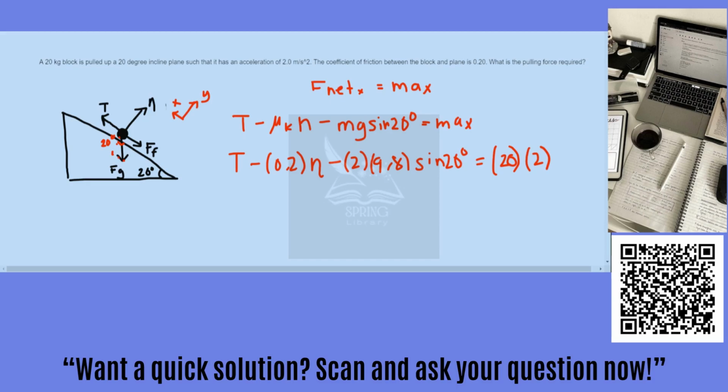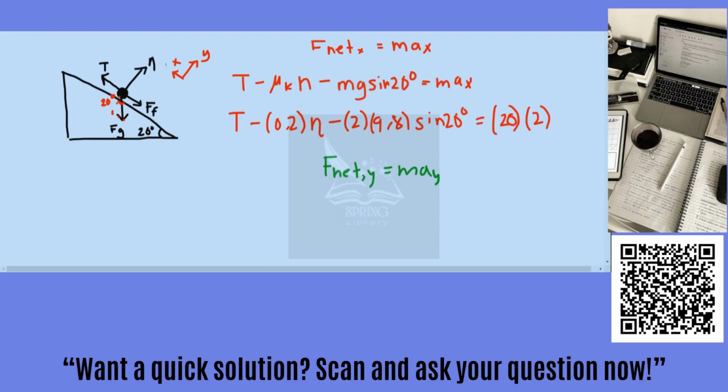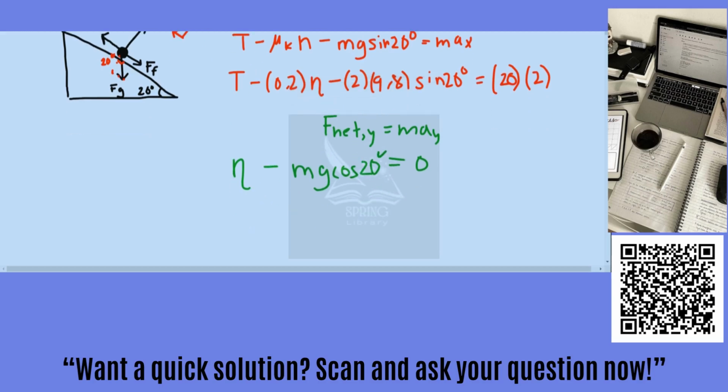Okay, and then let's do the equation for the y direction. So that's going to come from F net y equals m a y. The acceleration is 0 because we're not accelerating down into the plane or away from the plane. So that's going to equal 0 here. And the two forces in the y direction are the normal force and then the y component of the gravitational force. That's mg cos 20. And so we can sub the numbers in. We get 29.8 cos 20.